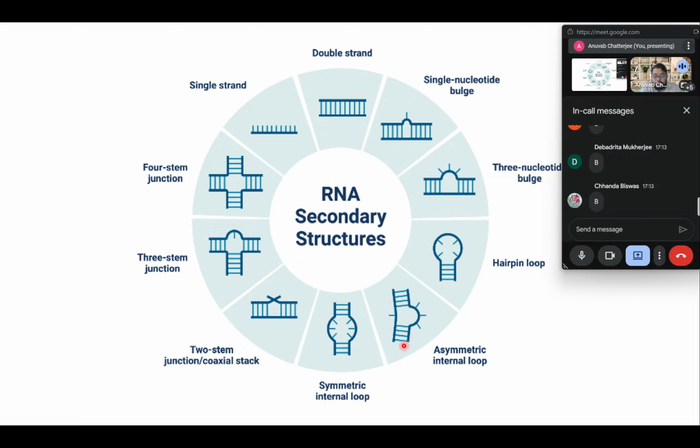Then you have asymmetric internal loops, symmetric internal loops, two stem coaxial structures, a three stem junction, a four stem junction. This one we have seen already in tRNAs, where there are different arms, and they do different functions, and they have a four stem junction loop. So essentially, you have a lot of different things that the RNA can do.